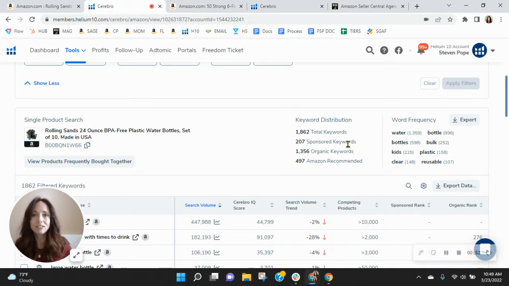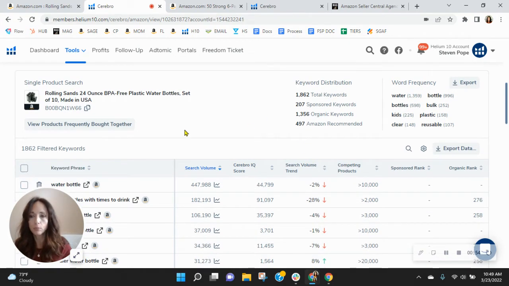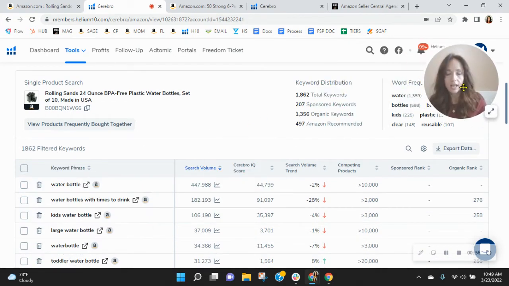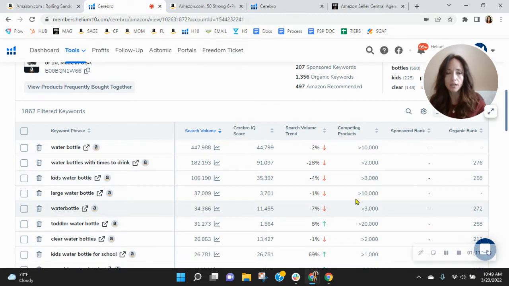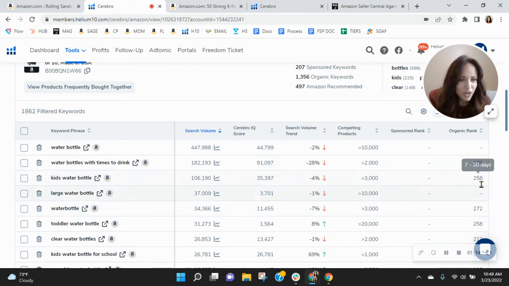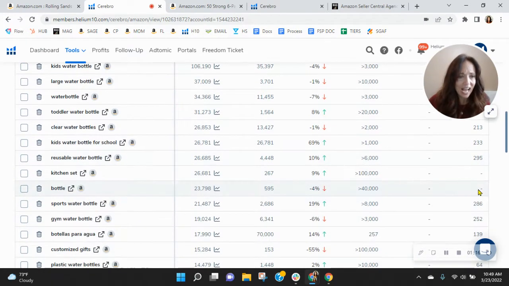But let's take a peek and see how your keywords are performing. So I'm going to get out of the way here and show you a few things. I sorted by the most frequently used keywords in this category, and you see water bottle. Geez, almost half a million people are looking for that. I don't see that too often. Water bottles with times to drink, that's very common. Kids water bottle, look at that. Okay, and look at where you're ranked. So it's high, very high.